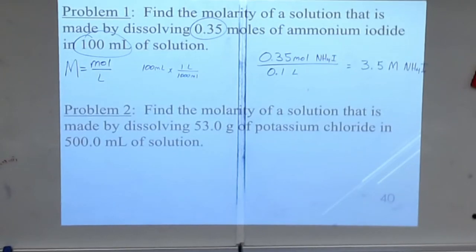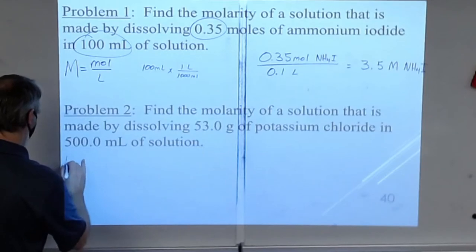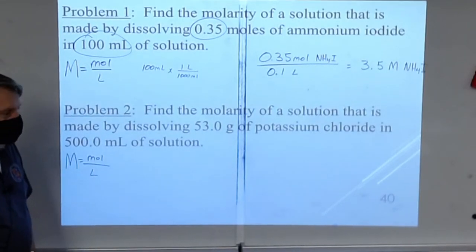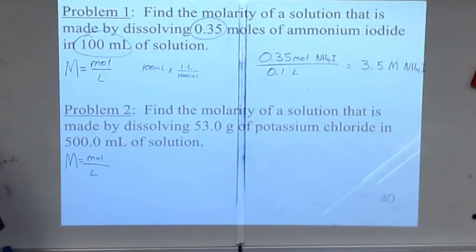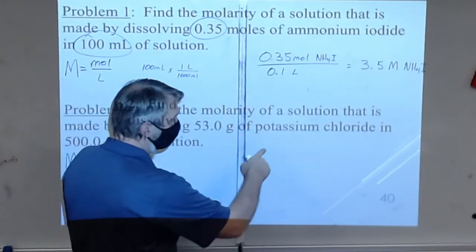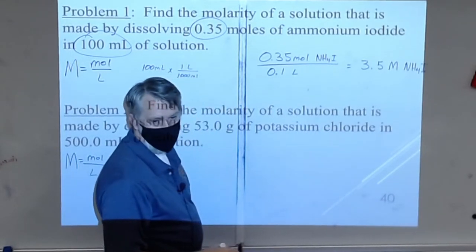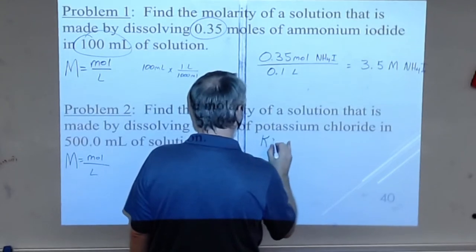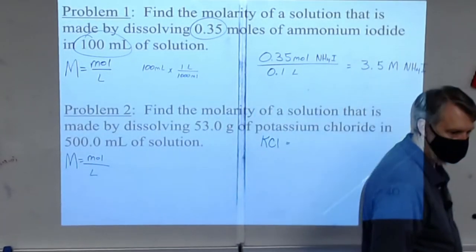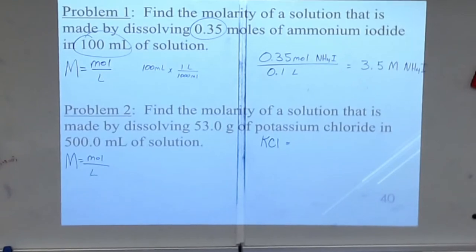Let's look at the molarity of a solution that is made by dissolving 53.0 grams of potassium chloride in 500 milliliters of solution. Again, I want to write the formula, M equals moles over liters. Do I have moles? Nope, I do not have moles. Do you know how to get from grams to moles, though? I do that first by writing the formula. The formula for potassium chloride is KCl. And its molar mass is 1 K and 1 Cl. Probably need your calculators.